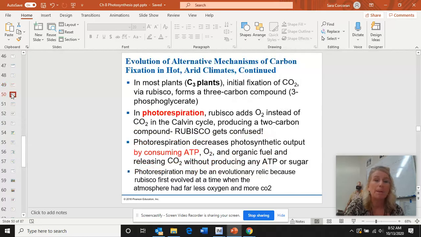Okay, so let me just give you a couple of terms. C3 plants are normal plants, okay? These are not plants that live in really hot areas. These are not plants that experience enough photorespiration to have evolved something different. They still experience it, and the plant just kind of chalks it up to, well, I just got to use some ATP and undo what I've done. But C3 plants are named because when the initial fixation of carbon occurs, it forms a 3-carbon compound.